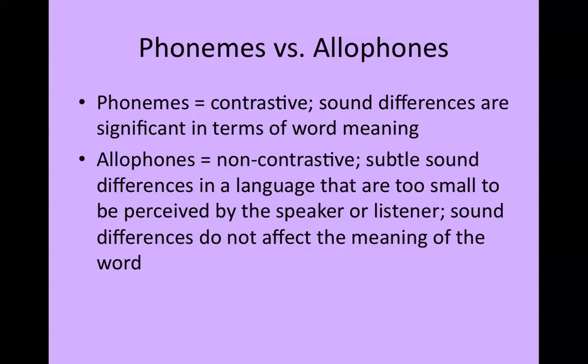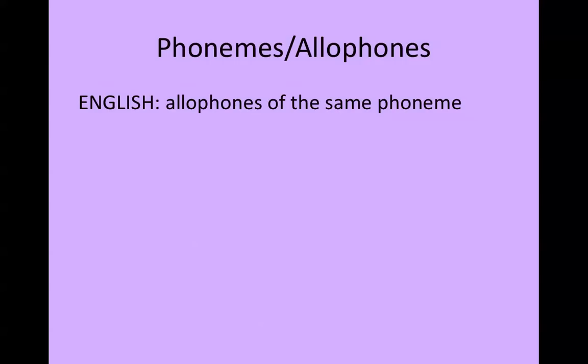Okay, so that's the main difference, I would say. Two phonemes will affect the meaning of a word, whereas allophones are just subtle changes in sound that really don't affect the meaning of a word. And you'll see many examples of this as we go through the video. So phonemes and allophones. In English, the unaspirated p and the aspirated p are allophones of the same phoneme.